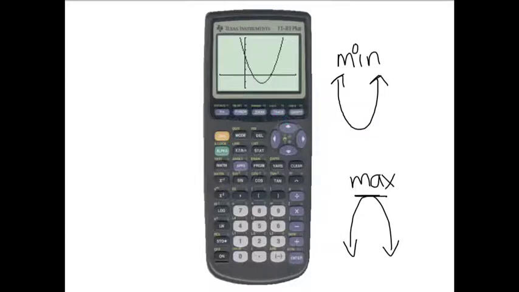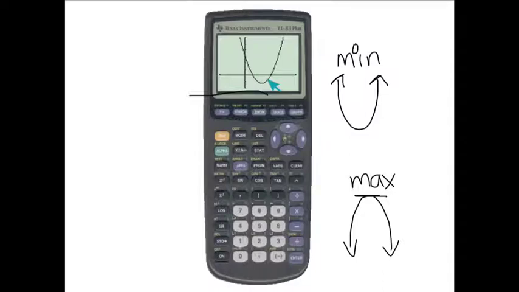Remember, it's going to be second function trace. Once you've done that, you have to put boundaries. So it's going to ask you for the left bound here. You can place your cursor to the left of the vertex, and then of course you hit enter. Then it'll ask you for the right bound. So move your cursor to the right of the vertex and hit enter. It doesn't have to be the same. There's no exact value here, just as long as it's right of the vertex.